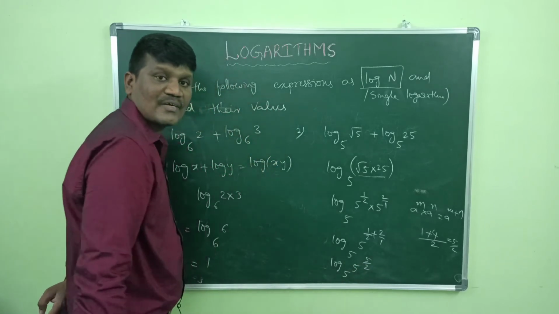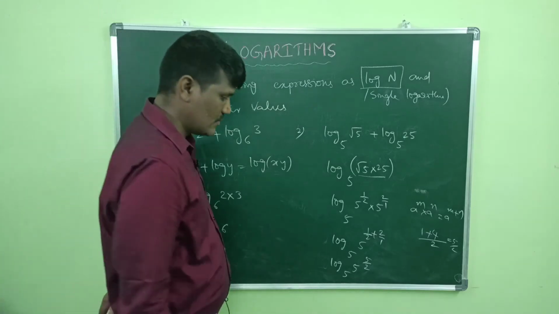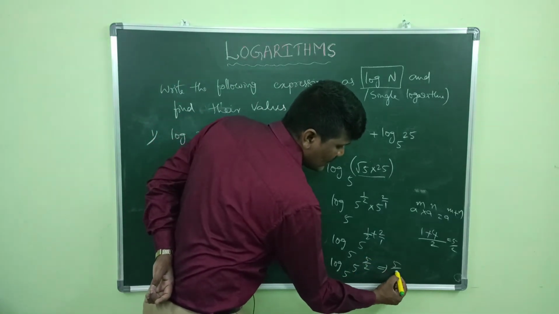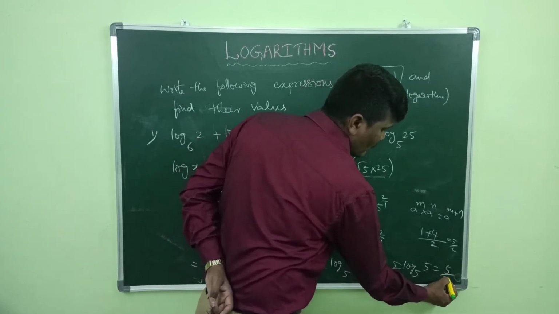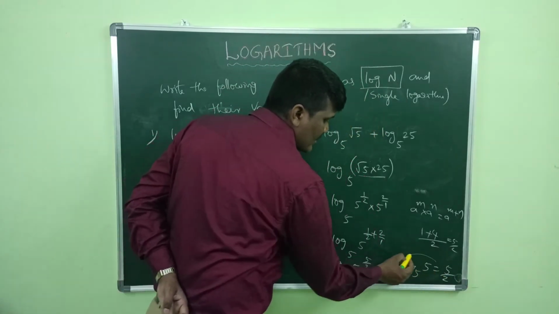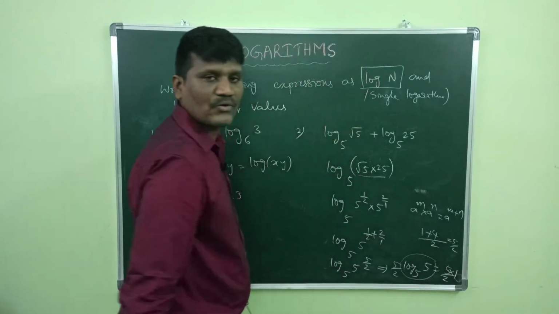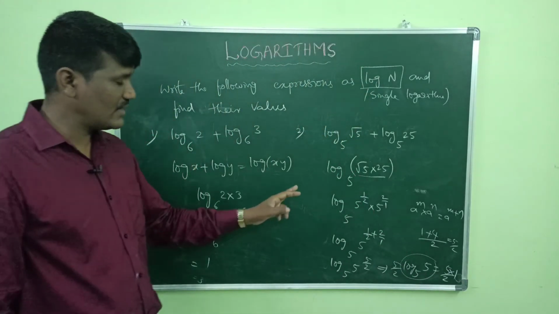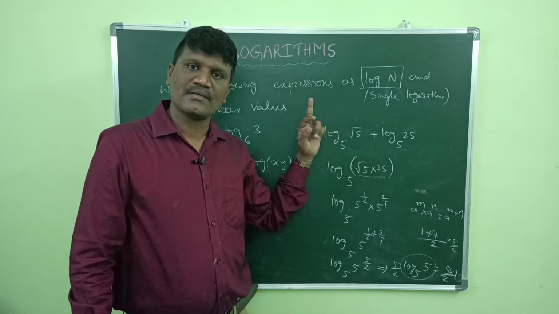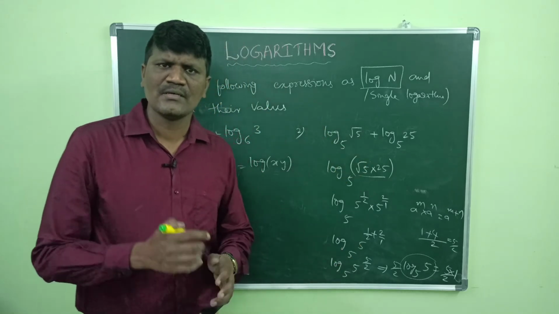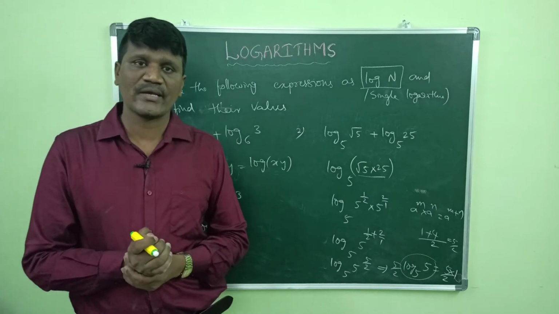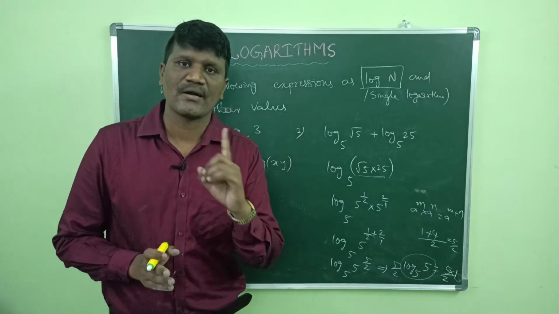Now you can use the power rule. Send the power to this side: 5 by 2 log 5 to the base 5. The answer is 5 by 2. This is 1, right? 5 by 2 into 1 is equal to 5 by 2. So this is the way. In this I am using the product rule and the power rule, both. So this type of problems may also come by using the product rule.